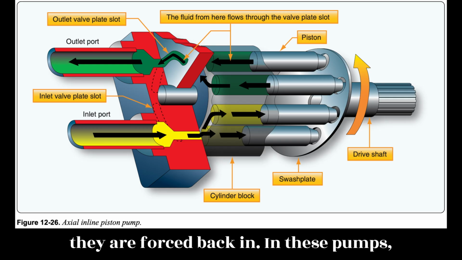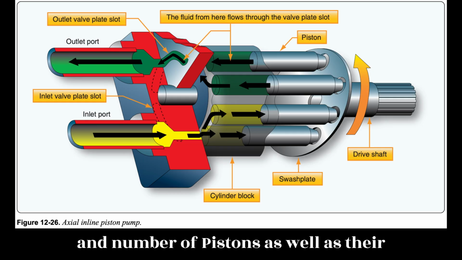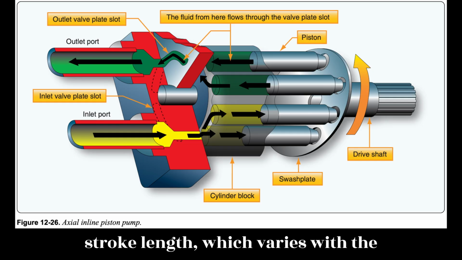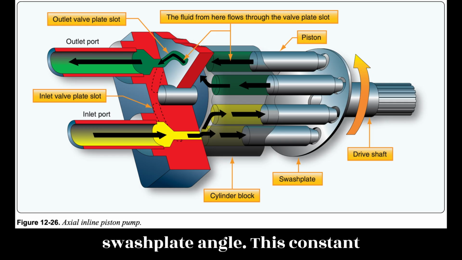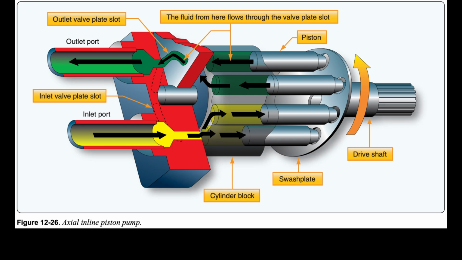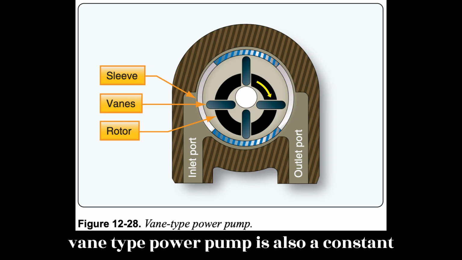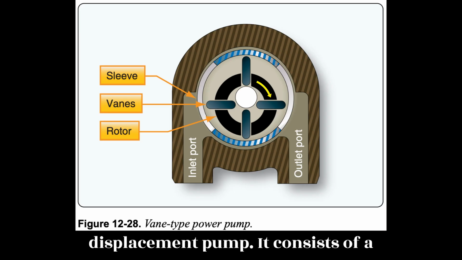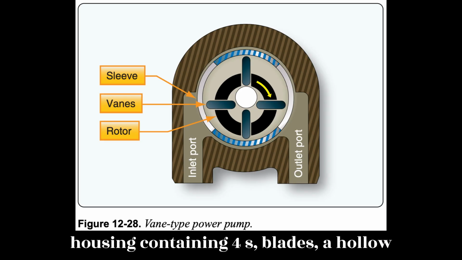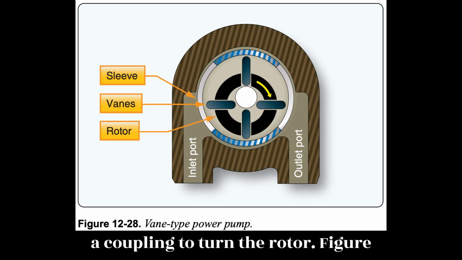In these pumps, displacement is determined by the size and number of pistons, as well as their stroke length, which varies with the swash plate angle. This constant displacement pump is illustrated in figure 12.26. Vane pump. The vane-type power pump is also a constant displacement pump. It consists of a housing containing 4 vanes, blades, a hollow steel rotor with slots for the vanes, and a coupling to turn the rotor.